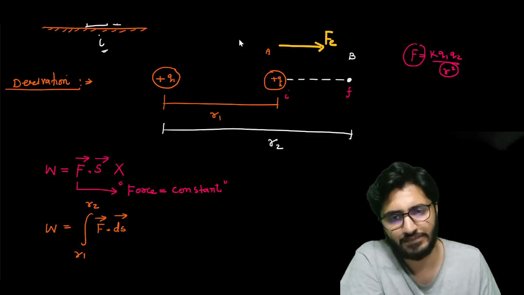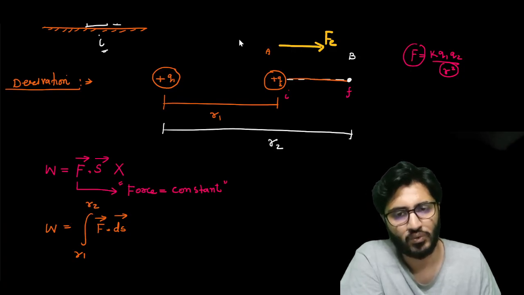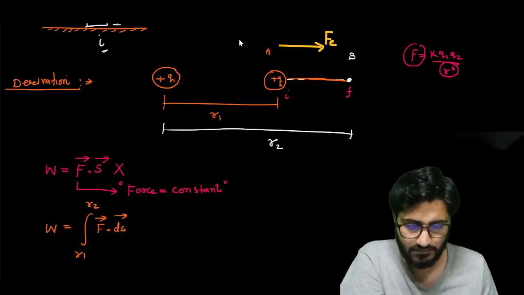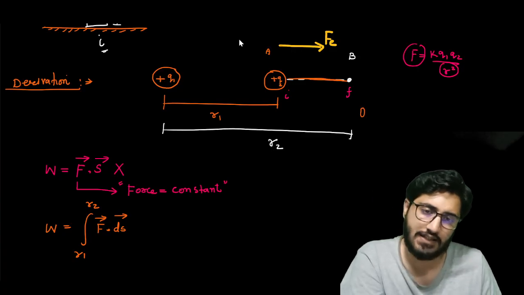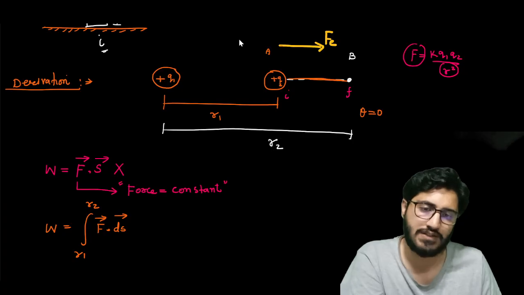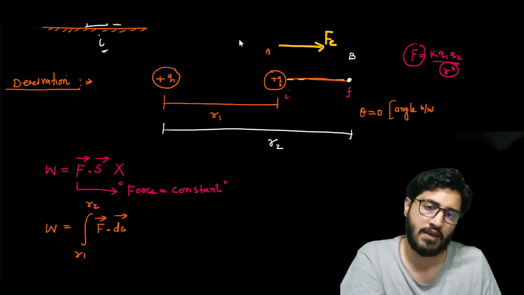Look, this is my displacement now. So what is the angle between displacement and force? I guess it is 0. So theta is 0. What is theta? It is the angle between F and ds. It is 0.